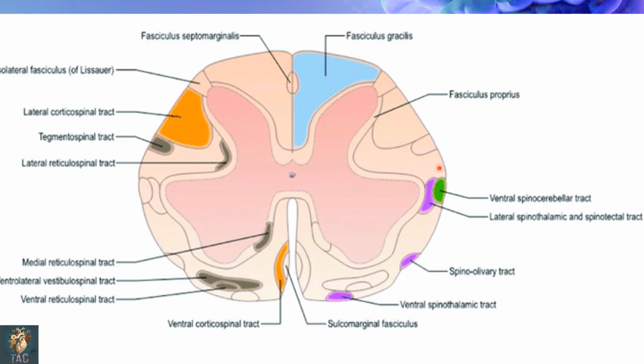Then we have the ventral spinocerebellar, lateral spinothalamic and spinotectal tract, spino-olivary tract and the ventral spinothalamic tract. So these are the locations of the different tracts which you can see in a cross section of the spinal cord at different levels. And now we discuss all of these different tracts in detail.